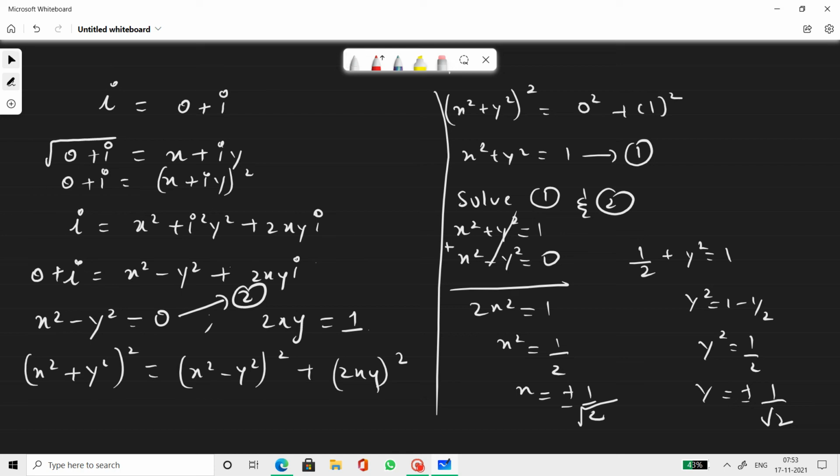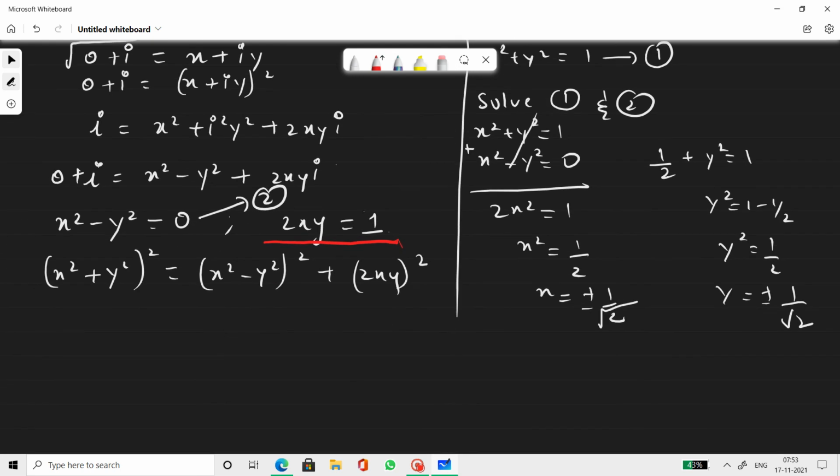Now again, we need to look into the 2xy form here. Look at this: 2 into xy is in positive form. 2xy equals 1, so the product of x into y is positive. That means both x and y are positive or both negative. So the answer is plus or minus (1 by root 2 plus 1 by root 2 i). Okay, so this is how we get the square root of a given complex number.